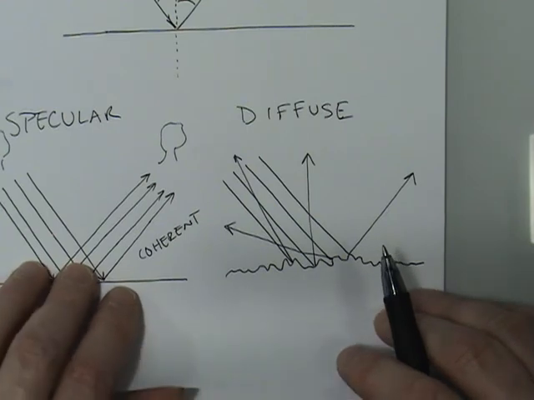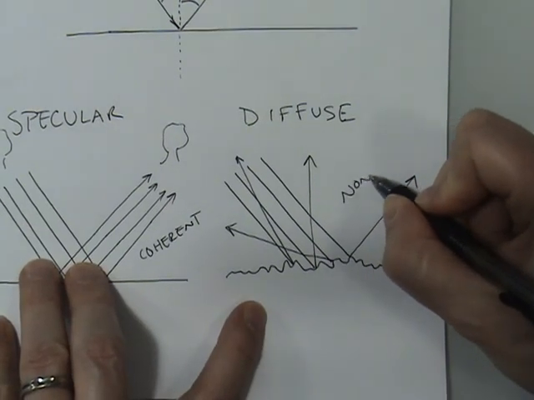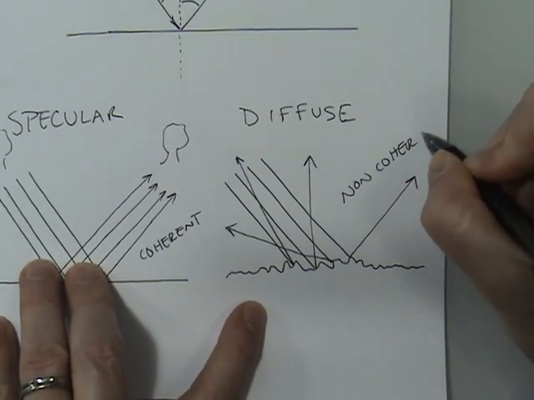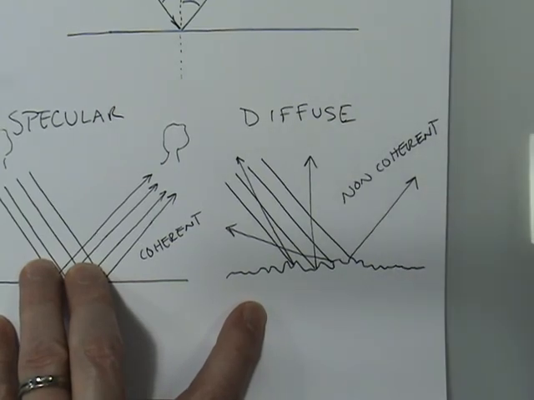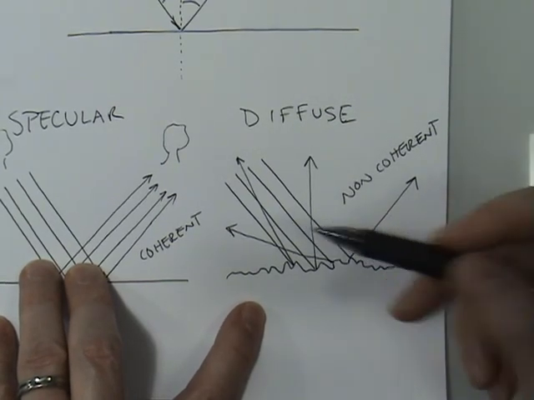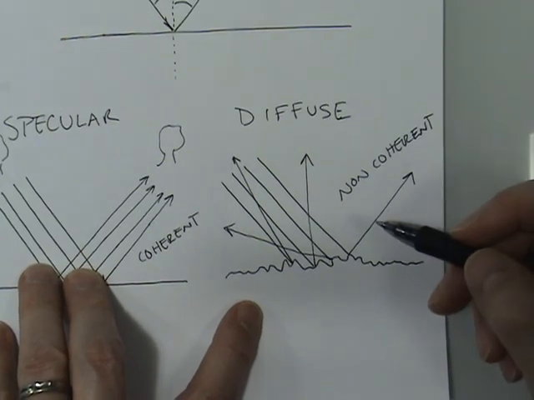So that's specular and diffuse. These would be called non-coherent. So the light is no longer coherent. It came in coherent, but it doesn't go out coherent because of the irregularity of the surface.